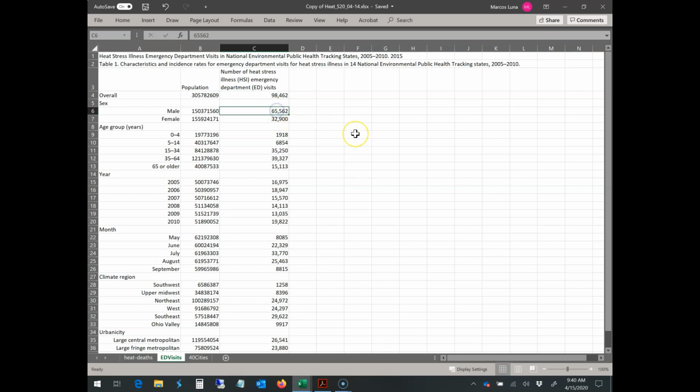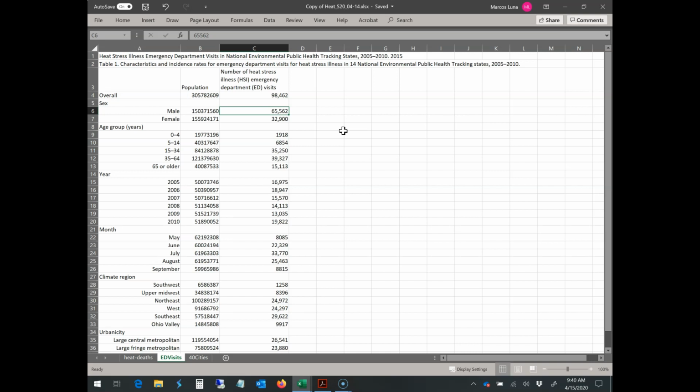We have the absolute numbers. So for example, we can see that nearly twice as many males as females ended up in the emergency department because of heat-related illness. But the question we want to know is, is that a lot more than we would expect? And recall that we're constantly referring back to that "expect," and that's because we're looking for some kind of standard to make a judgment on.